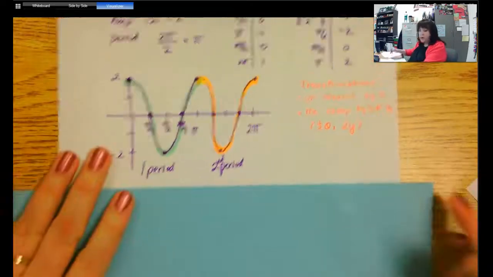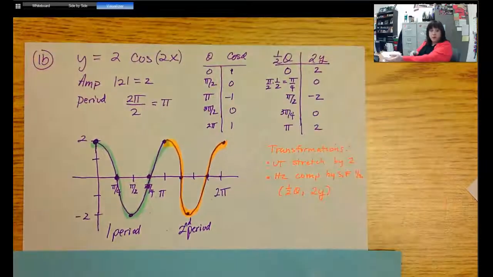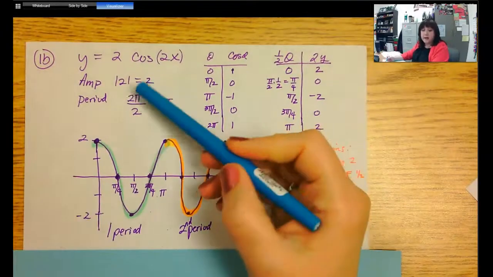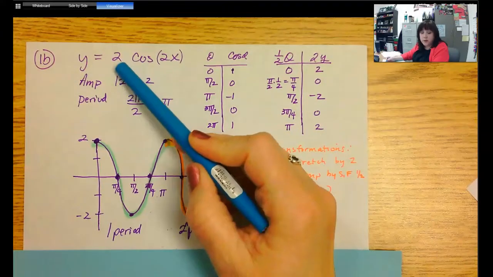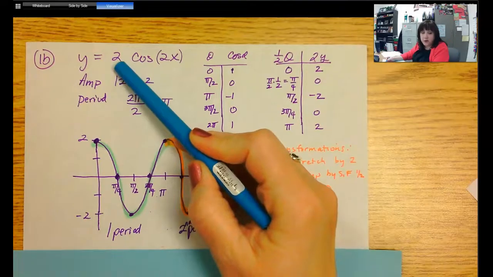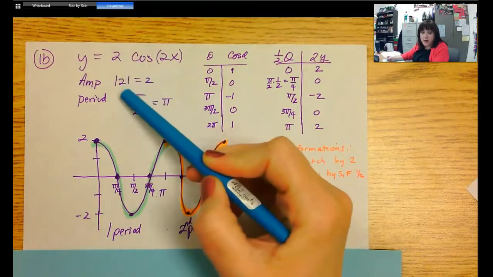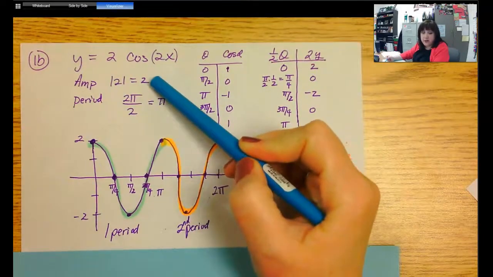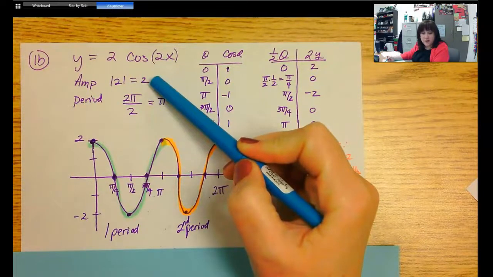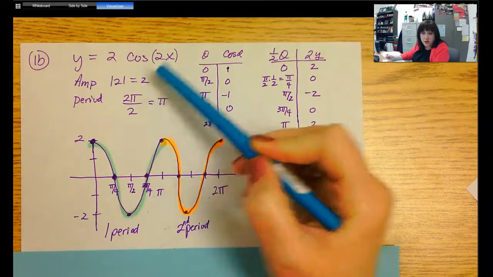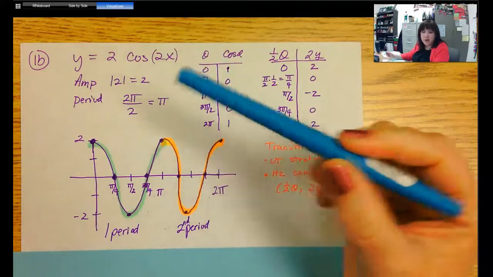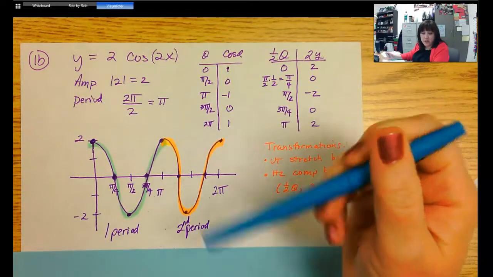All right, so 1b, you have y equals 2 cosine of 2x. The amplitude, remember, is the number in front of here. A is always that vertical stretch or compression, so you're looking right there. You take the absolute value of it, and that's 2. Well, what that means is you have a vertical stretch, so you're going from the middle line up to and from the middle line down to.